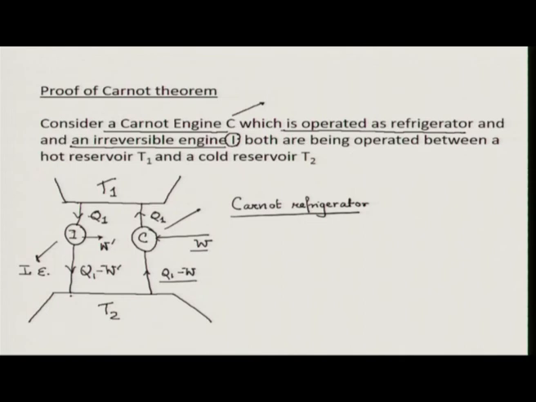Now the Carnot one is being operated as a refrigerator, takes heat Q1 minus W from the cold reservoir, W amount of work is being done on it, and Q1 amount of heat it releases to the hot reservoir. So now we look at this composite system.